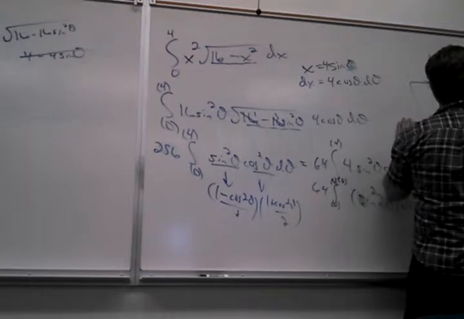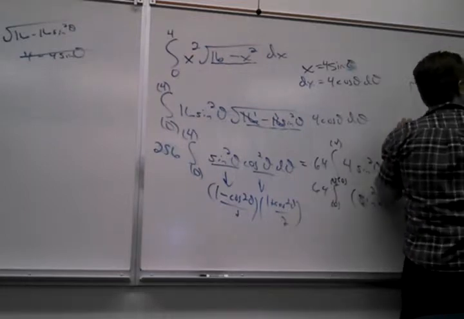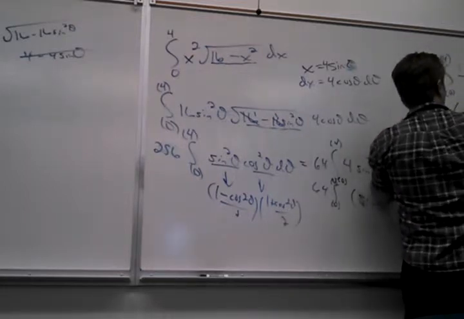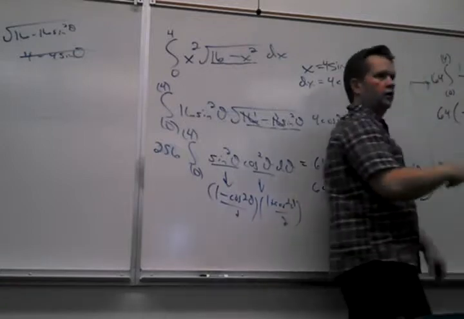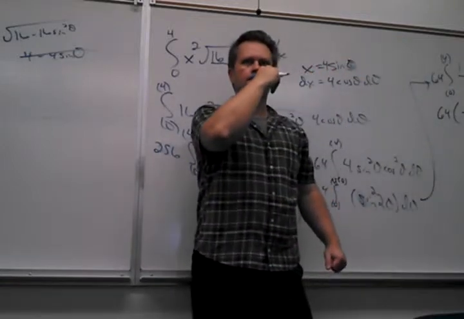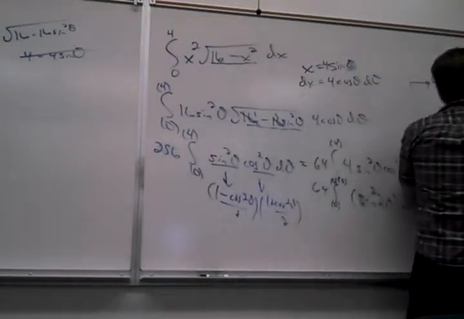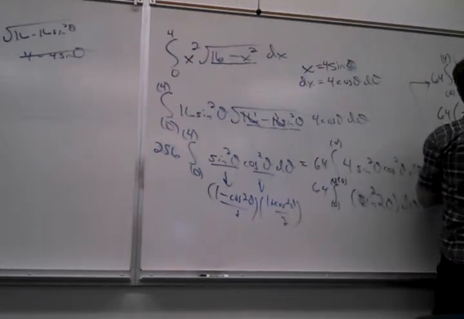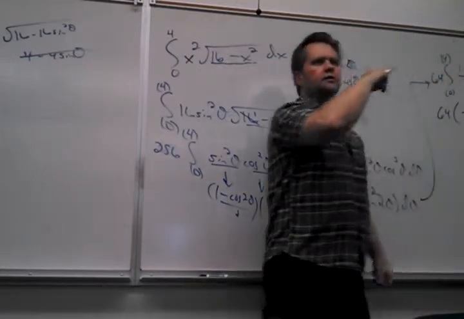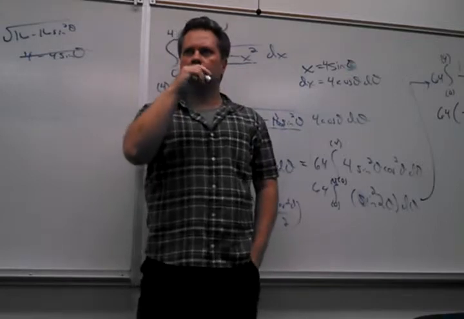Yeah, so negative sine 4 theta over 8. Good, because you have to have a factor of 4 that would kill the 4 that would want to come out of there, right? And then from 0 to 4. Now I have to take it back to x, and then I can plug in my values for x.